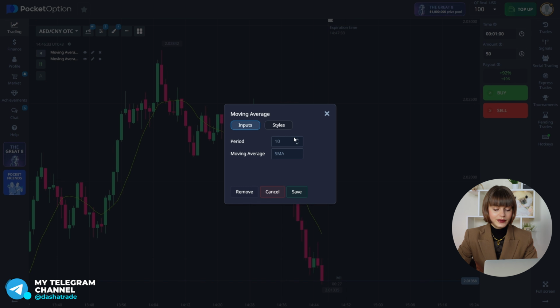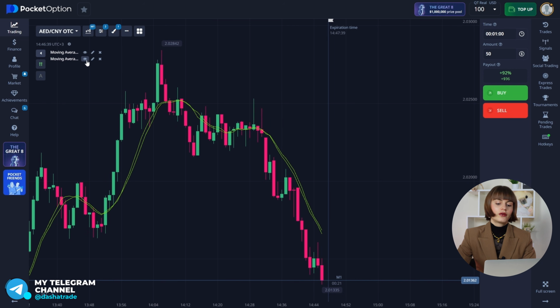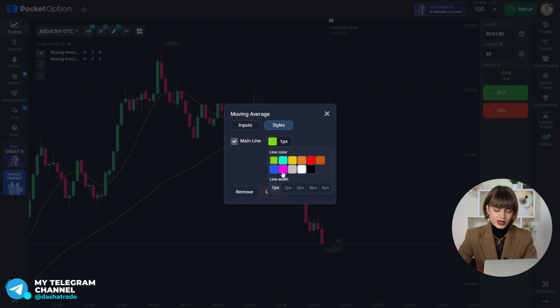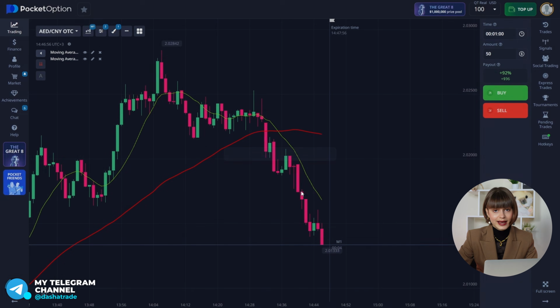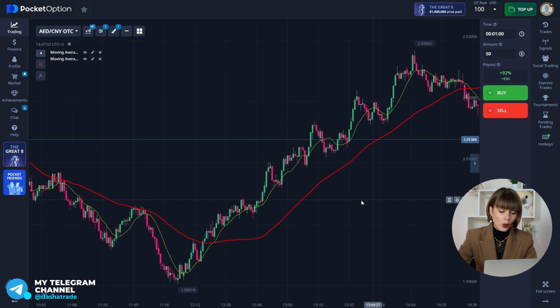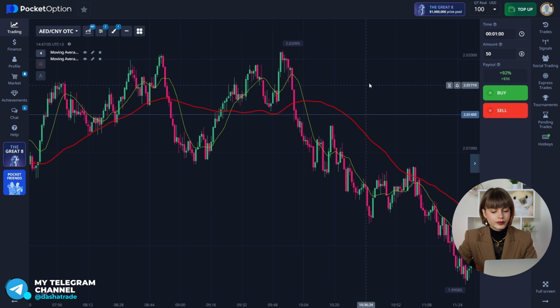For the first indicator, set the period to 11. And in styles, we keep the default color, click Save. For the second indicator, set the period to 56. Okay. And in styles, we'll change the color. Let's say I want red. Let's also add an additional pixel to the line. Click Save. Now our chart is clearer and let's find out how we'll open positions here.